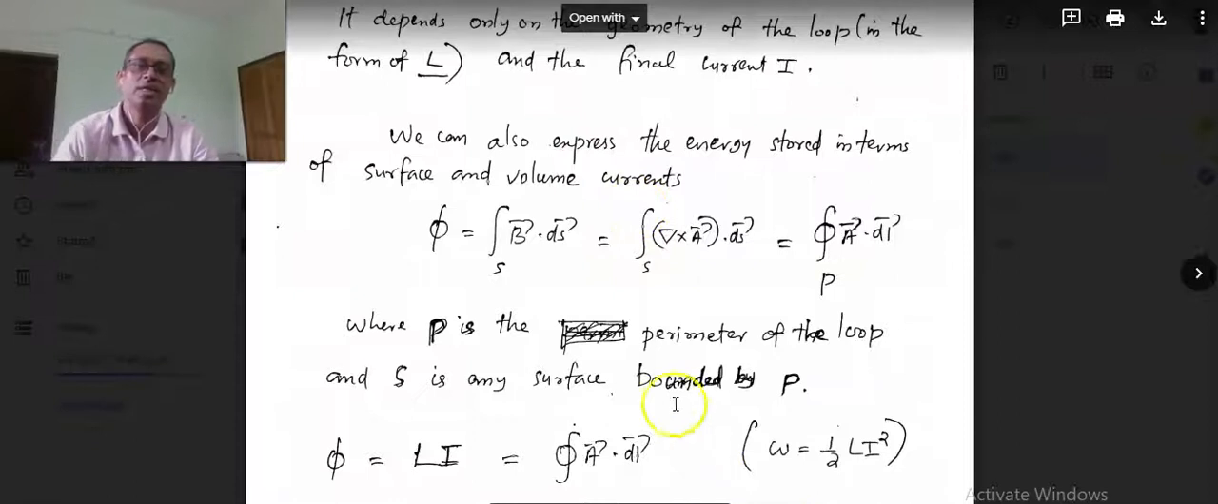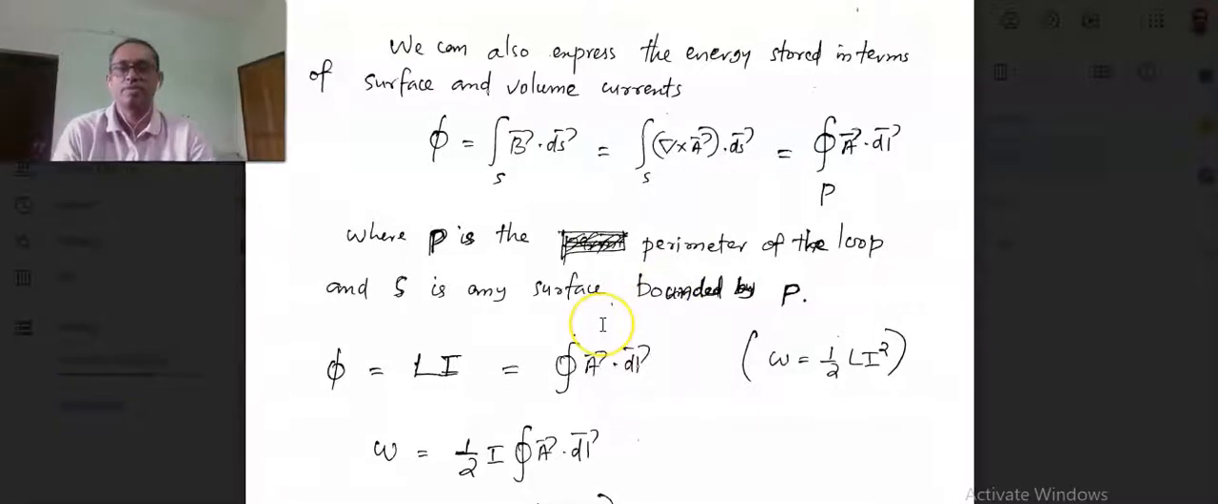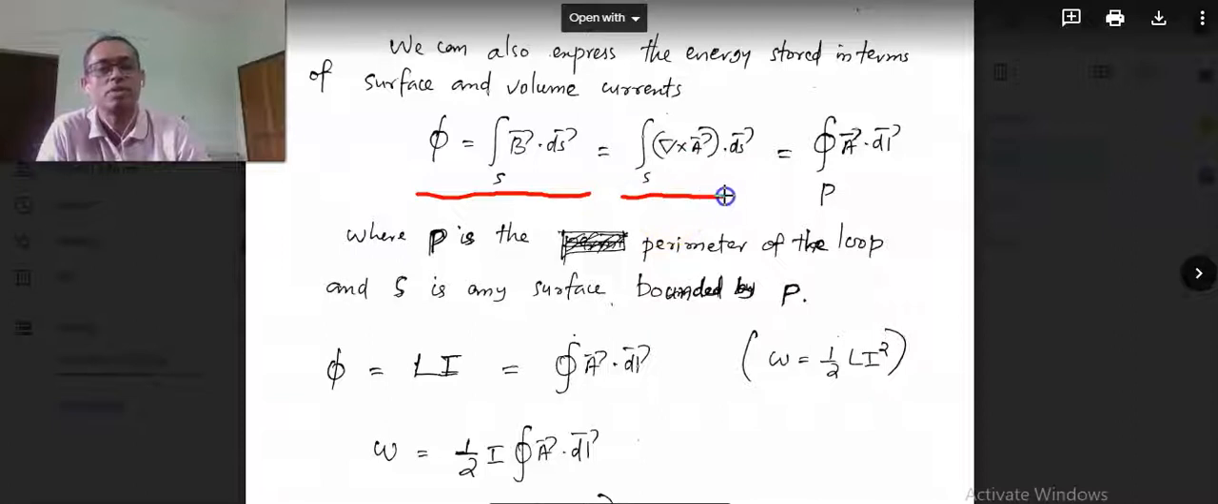Now we express the energy stored in terms of surface and volume currents. Phi, we know that is flux, that is equal to the surface integral of B dot ds. That is equal to the surface integral of del cross A dot ds, because we are writing B as the curl of the vector potential. That's how we get del cross A here. And this is a surface integral.